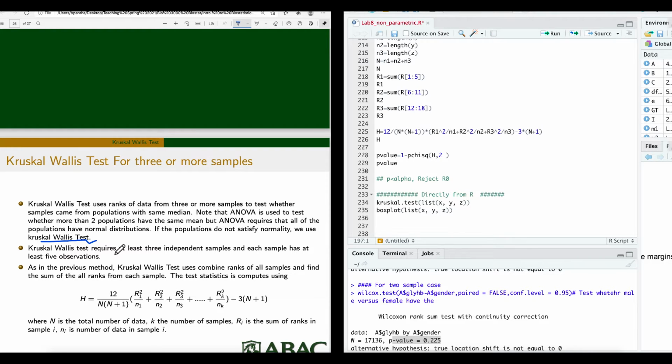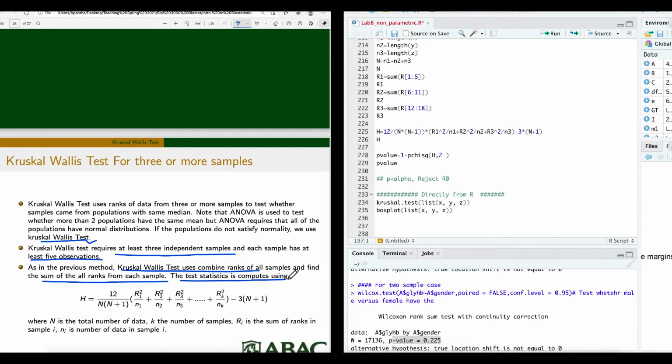The Kruskal-Wallis test requires at least three independent samples and each sample has at least 5 observations. So the sample size must be greater than or equal to 5. As in the previous method, the Kruskal-Wallis test uses combined ranks. You will combine the data, rank them across all samples, and find the sum of the ranks in each sample.